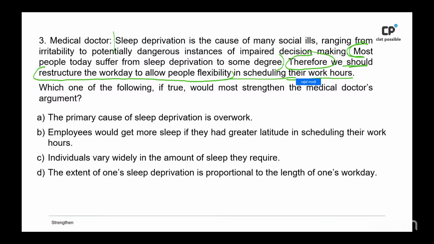We should do this, whatever this means, right? So the author talks about the problem of sleep deprivation, right? Problem is what? Sleep deprivation. Sleep deprivation would mean lack of enough sleep. And solution is restructuring the workday.